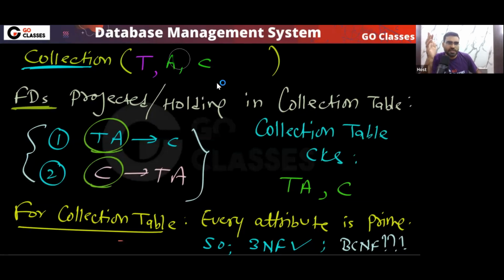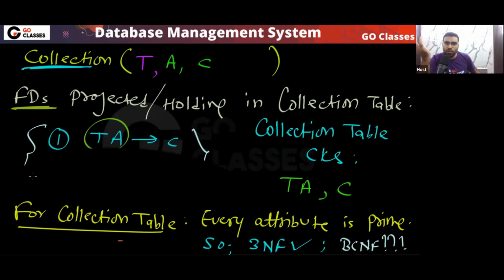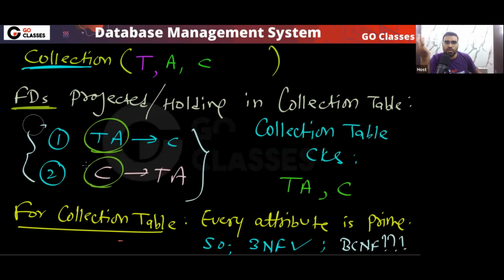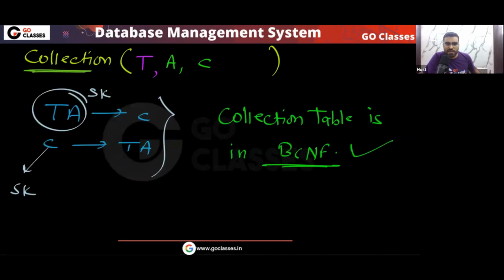You got the correct answer. By luck, you were lucky to get the correct answer. But if you don't take the second FD, then your method was wrong, and in some other question you will get the wrong answer. Now, did you crystal clearly understand this question? Let me know. So this collection table is definitely in BCNF.